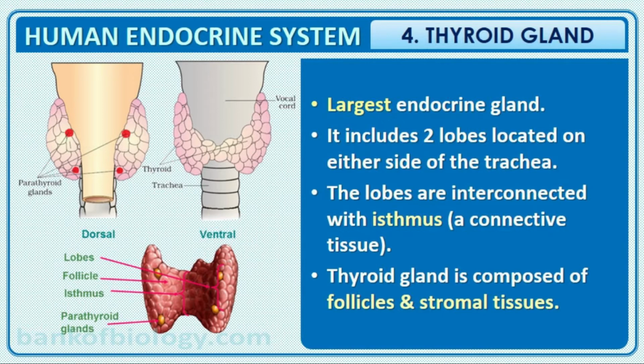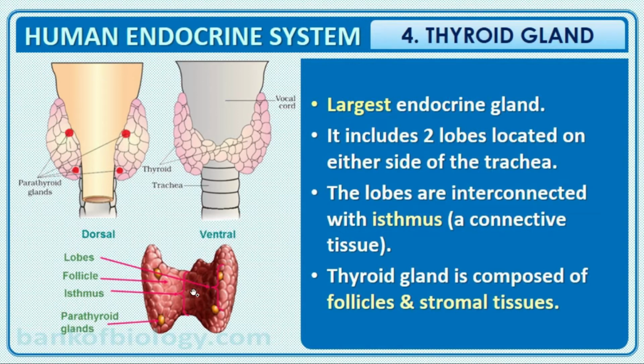And the thyroid gland is composed of follicles and stromal tissues. Here we can see the follicles and stromal tissues. Did you understand? It is the largest gland and it includes two lobes, right and left side, located on either side of the trachea. The lobes are interconnected with each other by a connection. This connection is known as the isthmus. It is a connective tissue.